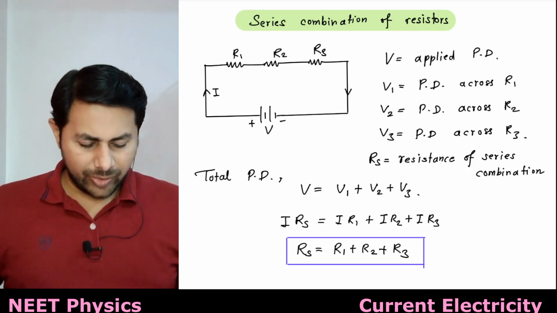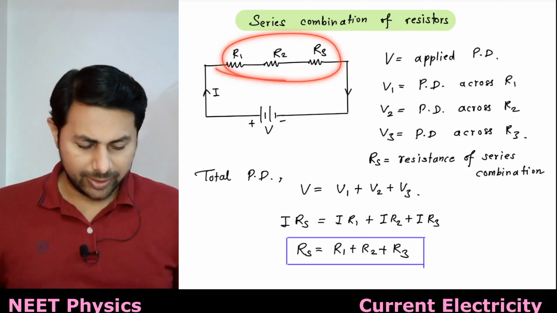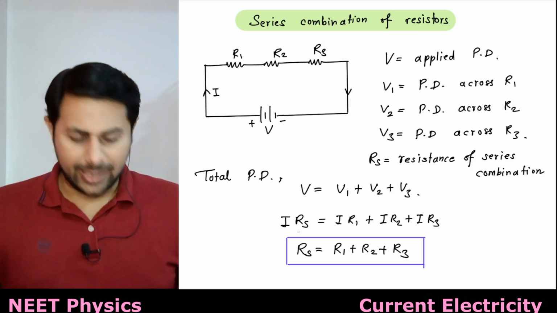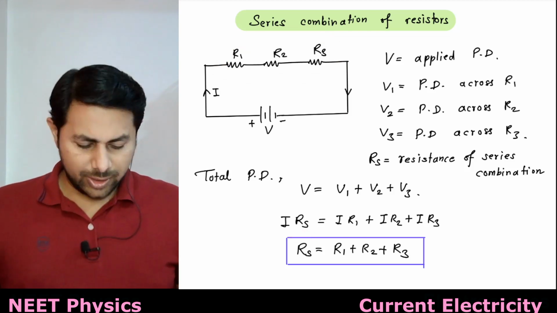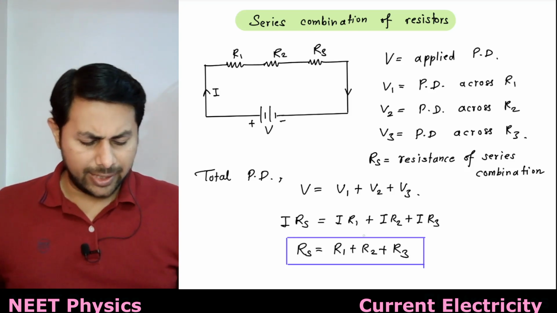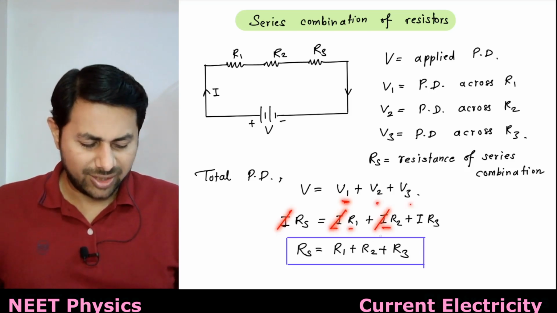So therefore current is the same, that is I. So you can write V, the applied potential difference, as the current multiplied by the total resistance, that is RS, R suffix S. It is the resistance of the series combination, right? And that can be written as I times R1 plus I times R2 plus I times R3, that is V1, V2 and V3, and then you can cancel out I.